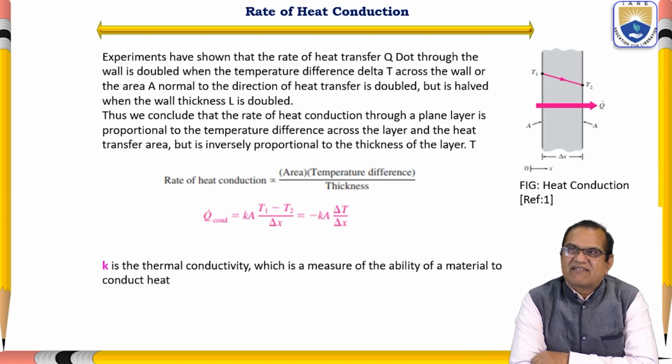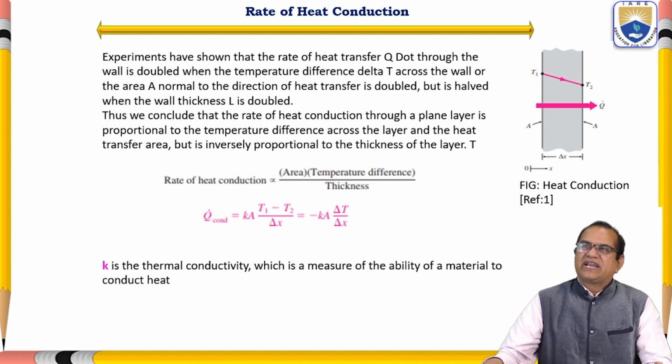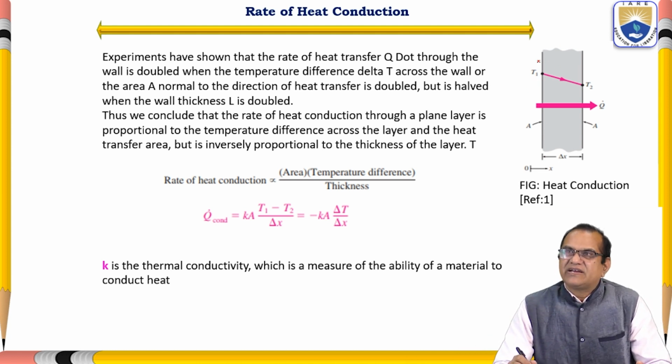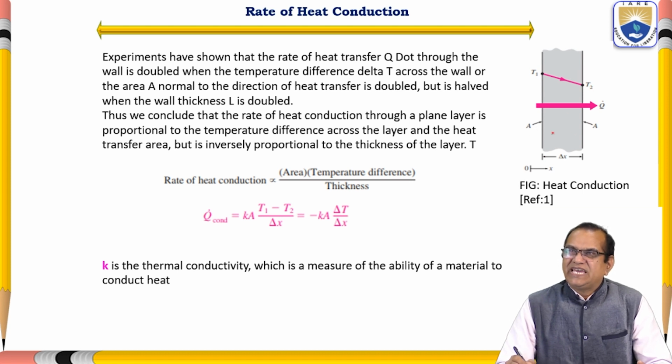Rate of heat conduction: how do we see the rate of heat conduction? You can see this diagram. Here surface 1 has temperature T1 and the other surface is at T2. The area is A and the distance from here to here is delta X. So this is a slab.